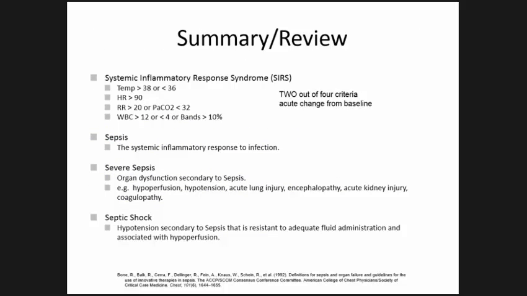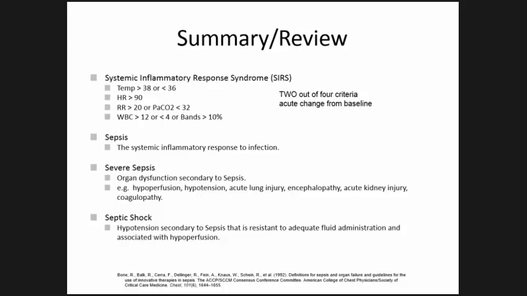So let's review this. Systemic inflammatory response syndrome, SIRS. Temperature greater than 38 or less than 36 centigrade, heart rate 90, respiratory rate greater than 20, CO2 less than 32, white blood cell count greater than 12,000 or less than 4 with increased bands. Now, you won't be doing all this, obviously. These are hospital criteria.